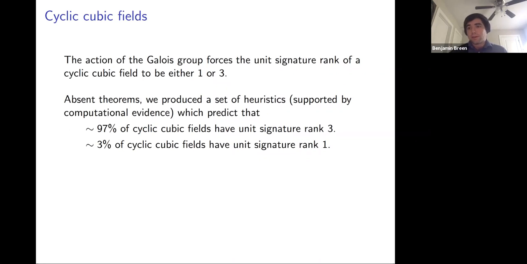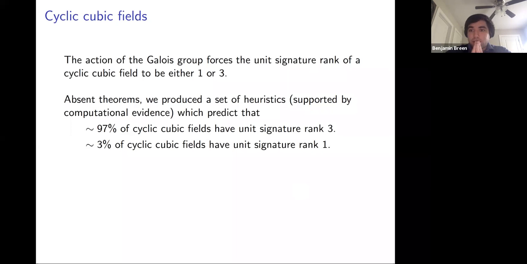So when we embarked on this project with John, my advisor, and Ela, we wanted to make some heuristics, because there are no theorems to tell us what unit signature ranks of cyclic cubic fields are. So we wanted to produce some heuristics to tell us what we should expect. We were able to support these heuristics pretty well with computational evidence, but our end result was that we conjecture that approximately 97% of cyclic cubic fields have unit signature rank 3, and approximately 3% of cyclic cubic fields have unit signature rank 1.